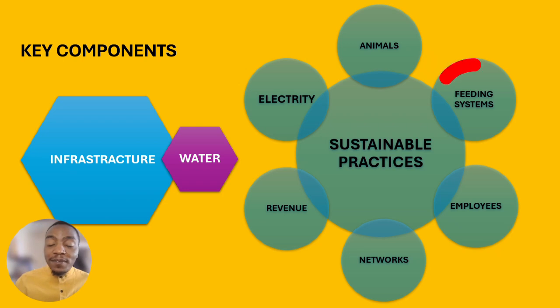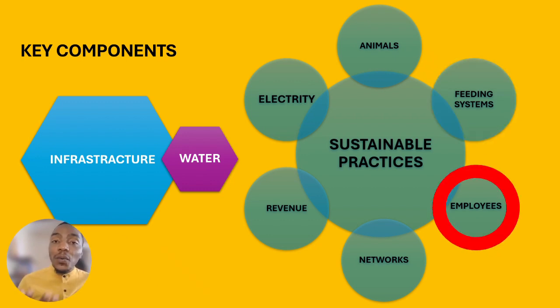Next, we have the feeding systems, and this basically covers the animal's nutrition, and it covers how the feed is produced, how it is stored, and how it's delivered to the animal. Next, we have employees. These are the people who are running the system on a daily basis, and they can include the caretakers or even managers.